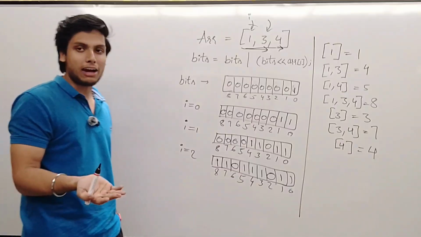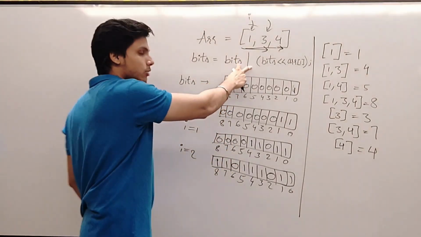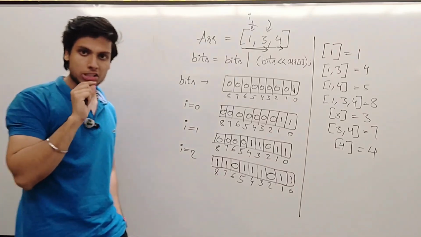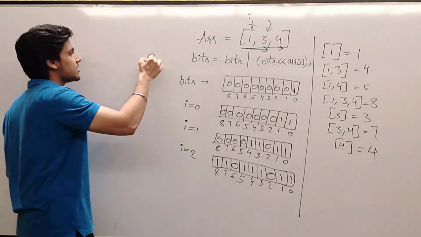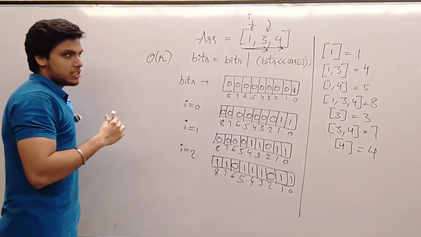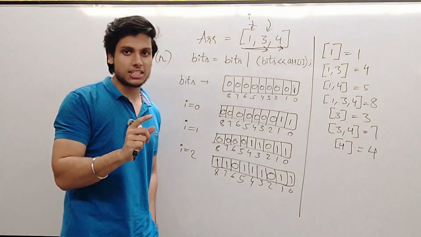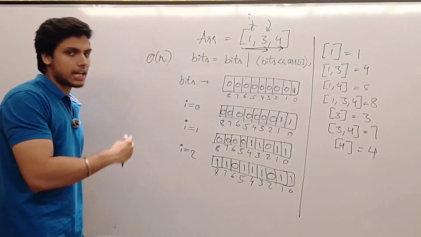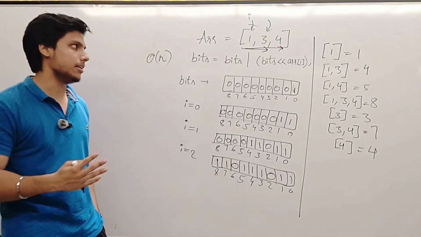So what we have done here is just iterate a single loop and perform these bitwise operations, right? Bitwise operations usually take constant time, so you can say we solved it in big O of n. Bitwise operations take only constant time, so we can say that the worst case time complexity will be big O of n.